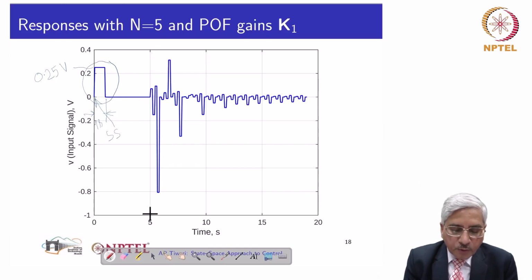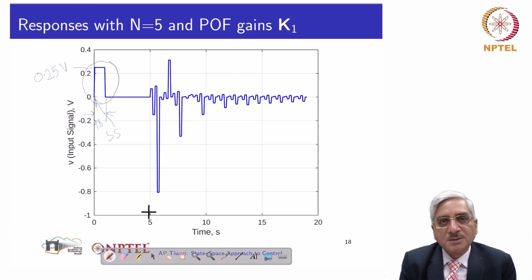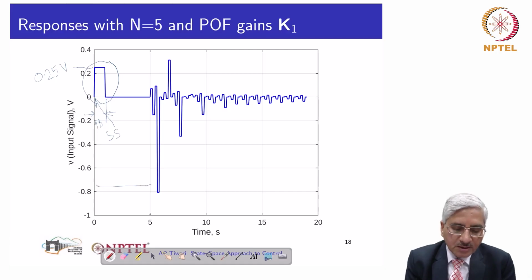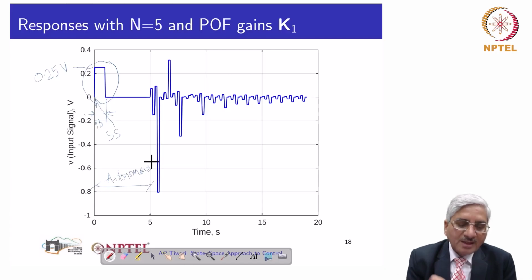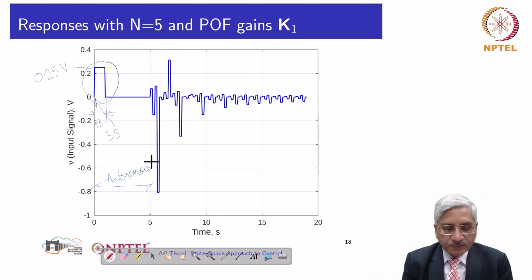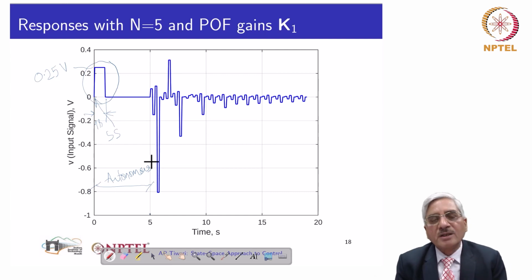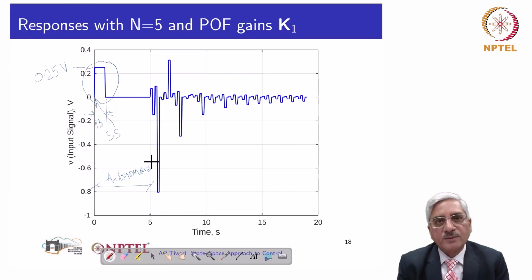And of course up to 5 seconds the loop is not closed, so the system is autonomous up to 5 seconds in this range. So it is affected by applying the disturbance at input terminals, and it is allowed to remain autonomous up to 5 seconds, and at 5 seconds that loop is closed. And the control loop, of course, consists of a periodic output feedback control.